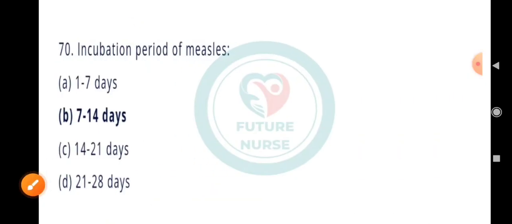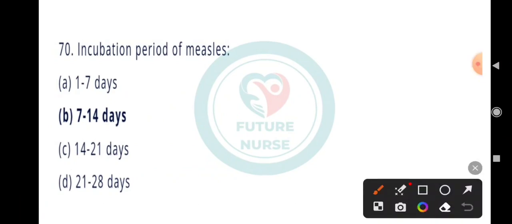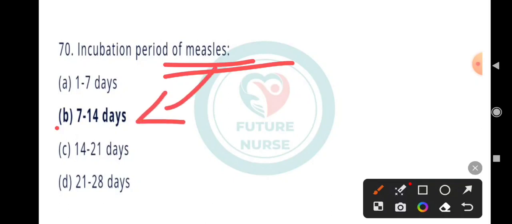So next and final question, the incubation period of measles is: 1 to 7 days, 7 to 14, 14 to 21, or 21 to 28. The incubation period of measles is 7 to 14 days. Option B.